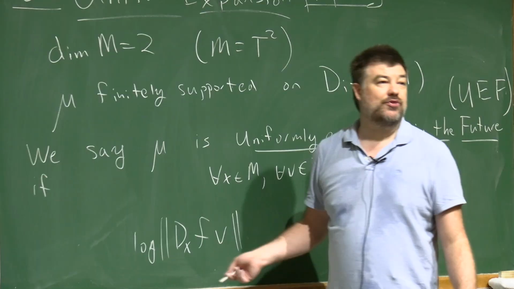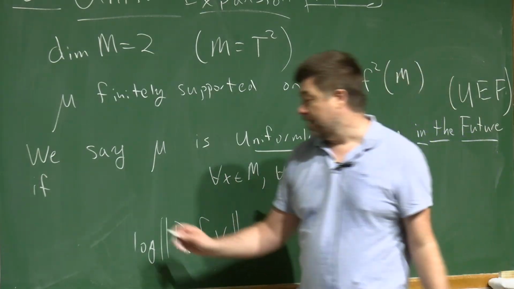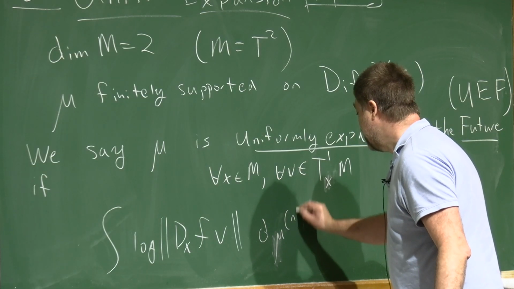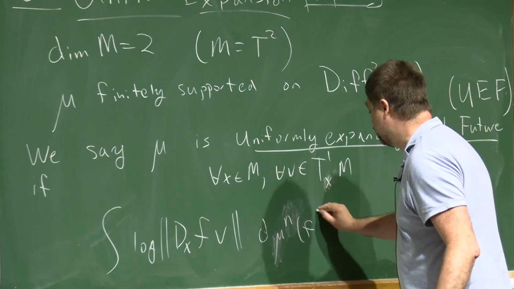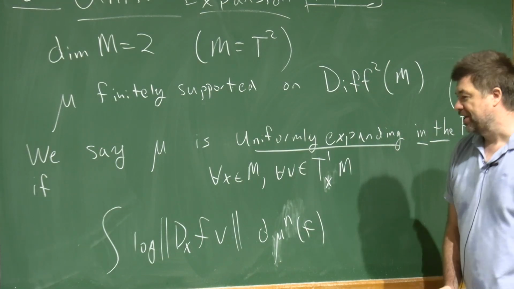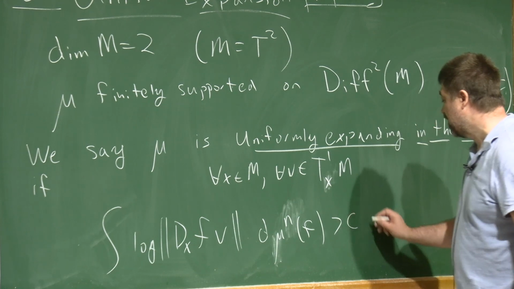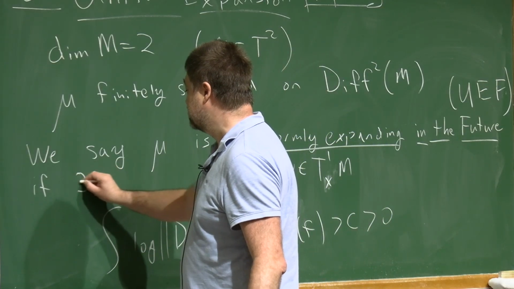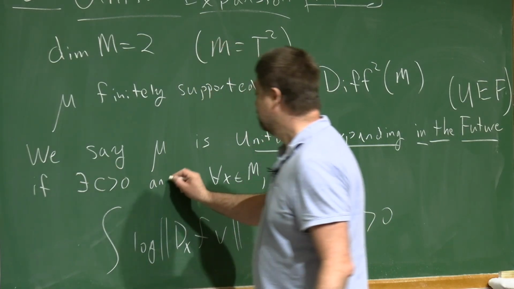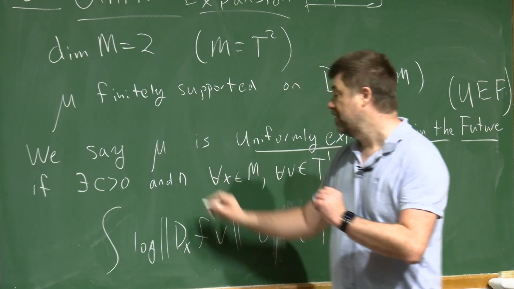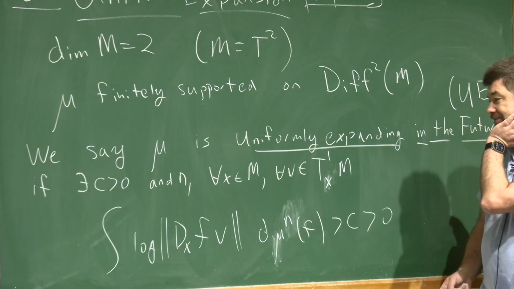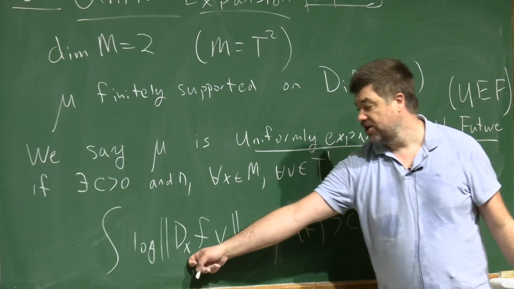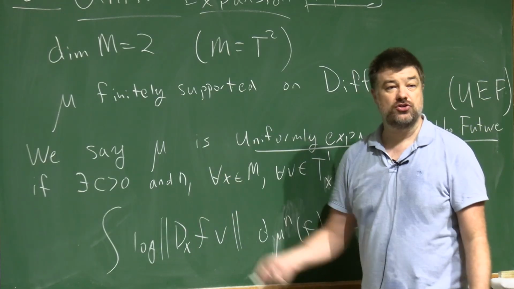But let's do this on average. Let's pick the f randomly and let's average what happens. So average d mu to the n, maybe just the power n of f. Okay, there are some missing quantifiers, so what do I want? I want this thing to be positive, so bigger than some c. And so what I want is that there exists some uniform c and some uniform n, such that no matter what point I start at, no matter what vector I pick, when I look at the random walk of length n starting at x applied to v, these vectors grow on average.